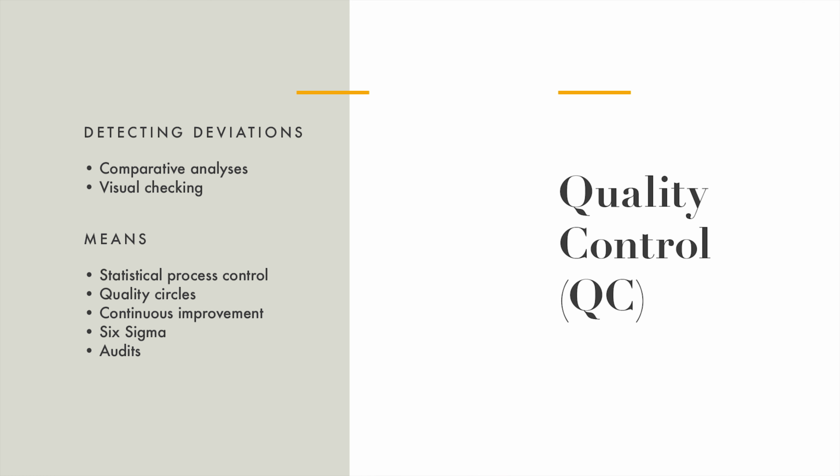Quality control is about detecting deviations. That can be done through comparative analysis or visual checkings. We have a number of methods available for quality control, such as statistical process control, mostly used in manufacturing, but to some extent also applicable to projects. Quality circles, continuous improvement, Six Sigma, and audits. Audits are especially useful in projects as they are performed in a social environment and hence are able to capture the undetected requirements of different stakeholders.